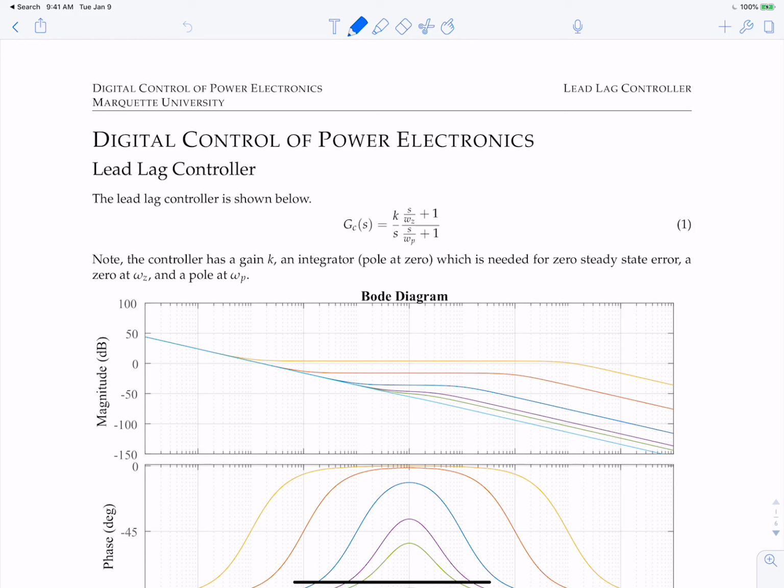In this section we're going to talk about the lead lag controller in the digital control of power electronics. All right, so what is a lead lag controller? Typically the structure looks like this.